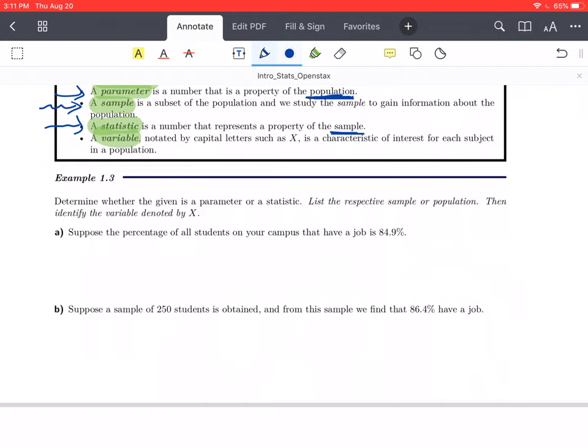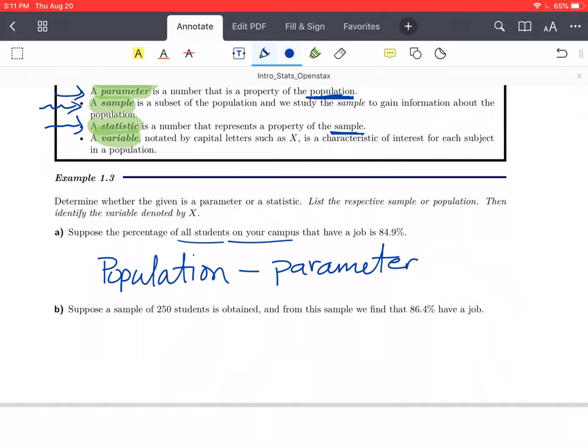So suppose the percentage of all students on your campus that have a job is 84.9%. In this case, we're talking about all the students on your campus. That is a population. If we were looking at a subset of that, like one class out of the entire campus, that would be a sample. But this is the entire population, which means that the value is going to be a parameter. And our variable X that we're studying is the percentage of students that have a job. So our variable is job status.